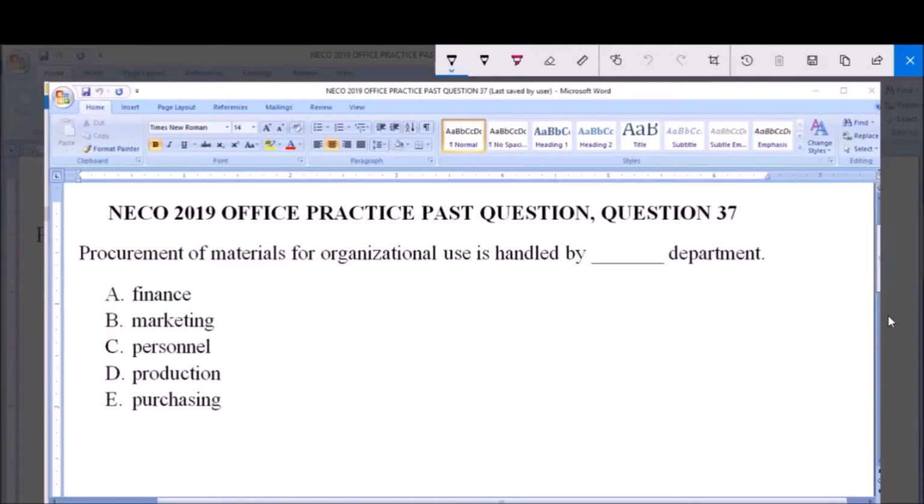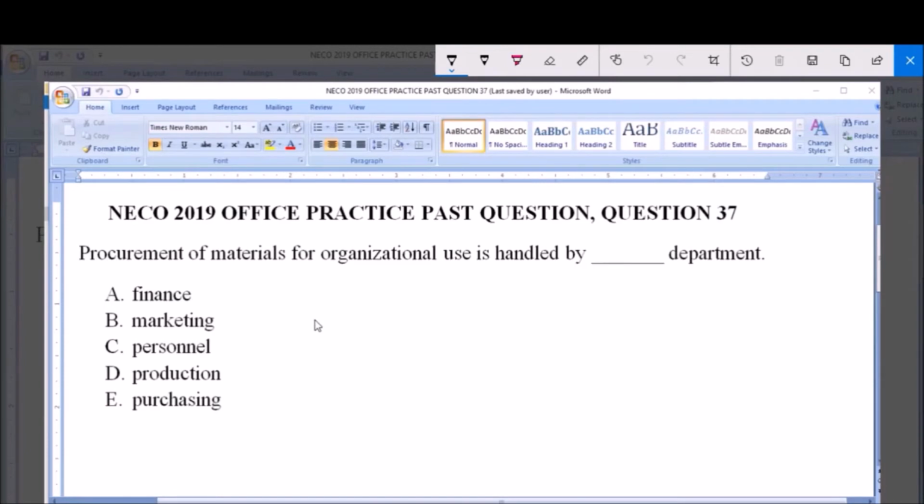Today I'm going to be answering NECO 2019 Office Practice Past Question 37. Procurement of materials for organizational use is handled by dash department: A. Finance department, B. Marketing department, C. Personnel department, D. Production department, and E. Purchasing department. So we are asked to pick an answer. Which is the department responsible for the procurement, that is the purchase, of materials required for an organization.